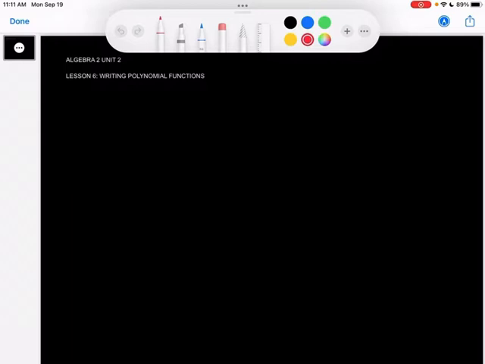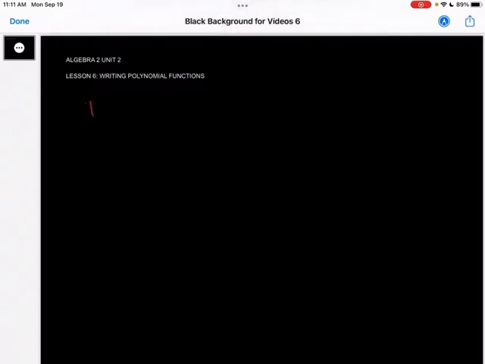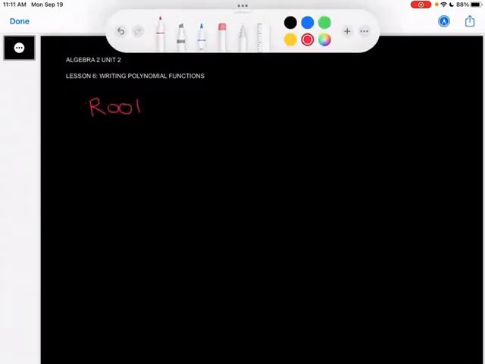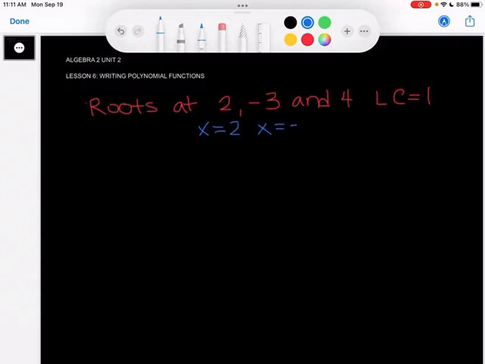So for example, and if you're following along in the text, I'm just looking at example 1. Let's say that they give us that there are roots at 2, -3, and 4, and a leading coefficient of 1. So in order to write the function, we have to use factored form. So remember, if there's roots at 2, that just means x equals 2, there's x equals -3, and there's x equals 4.